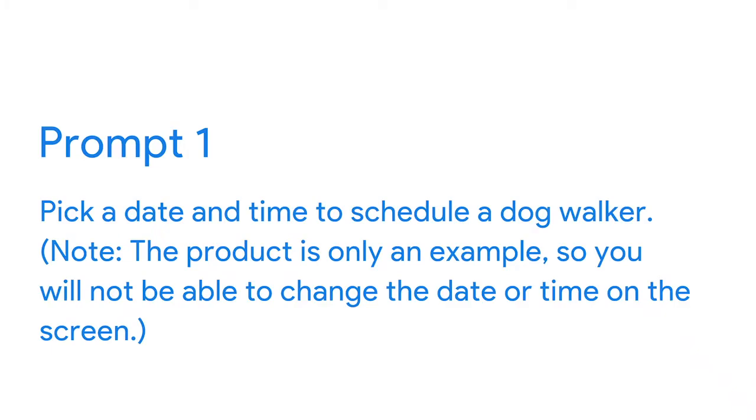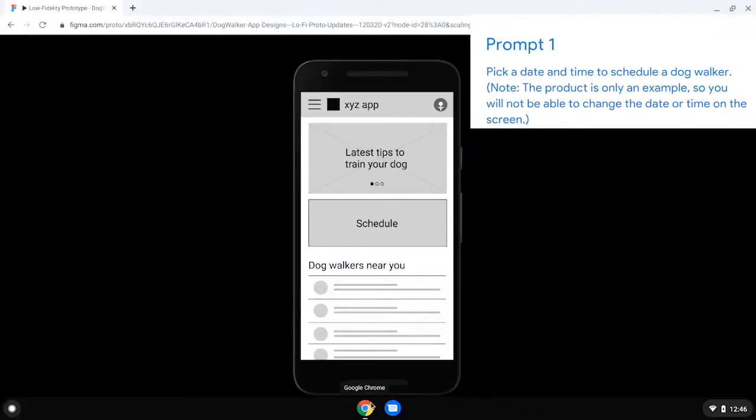Prompt 1. Pick a date and time to schedule a dog walker. Note, the product is only an example, so you will not be able to change the date or time on the screen. I work as a teacher and I volunteer to coach sports after school, like volleyball. So my puppies, Reggie and Snowball, are often left home alone for long periods of time. I'm excited to see how easy this app is to use.